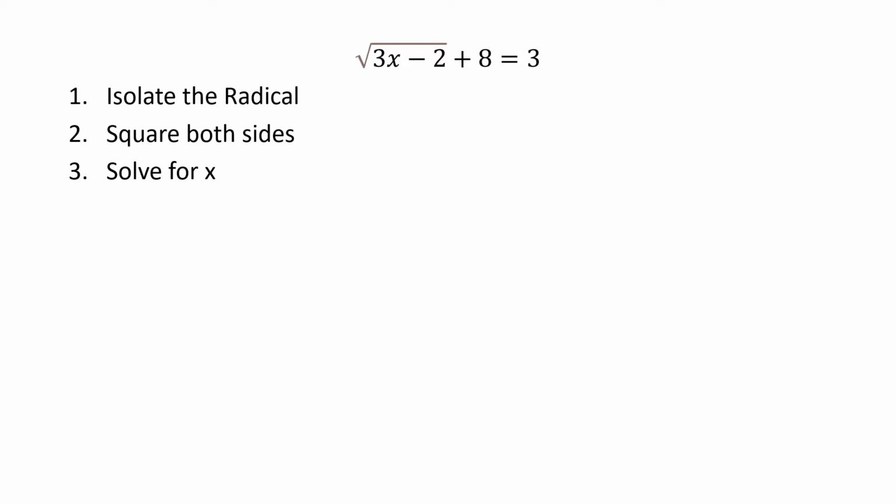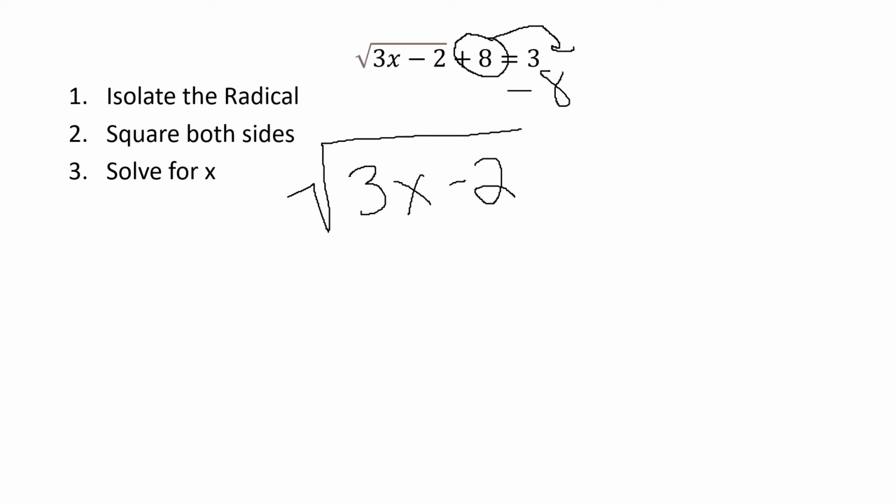So the first step is we need to move everything away from the radical sign. We can't take anything outside of the radical sign. So we're going to take our plus 8 and move it over here. When we take a plus 8 and move it over, it becomes minus 8. So we're left with the square root of 3x minus 2 equals 3 minus 8, which is negative 5.